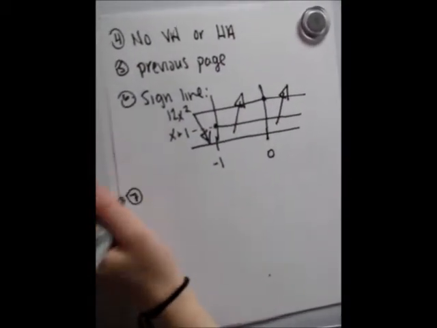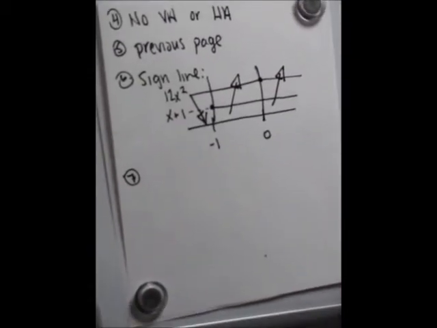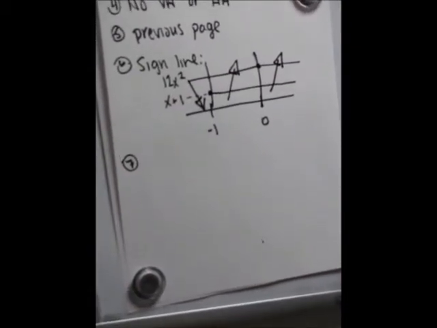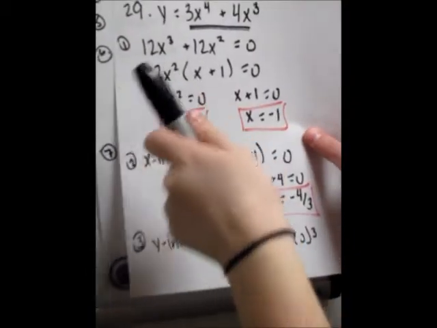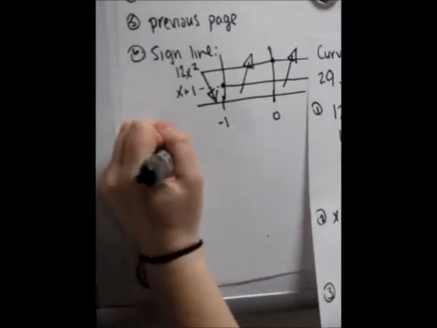Now your seventh step is going to be finding the second derivative. So you're going to use your first derivative right here. So we'll rewrite that.